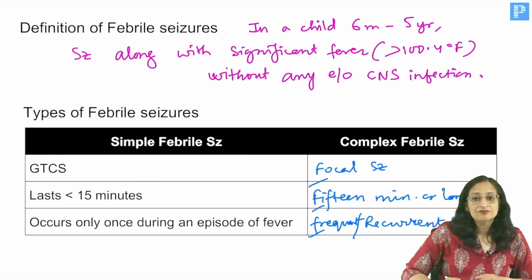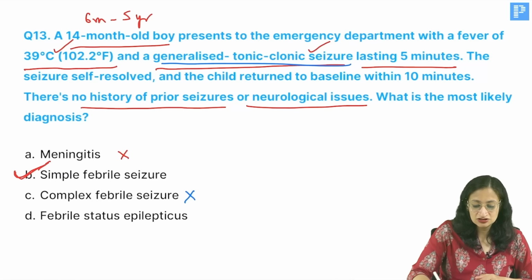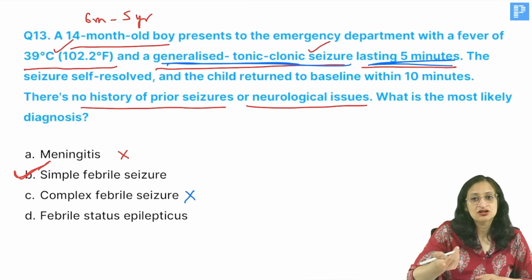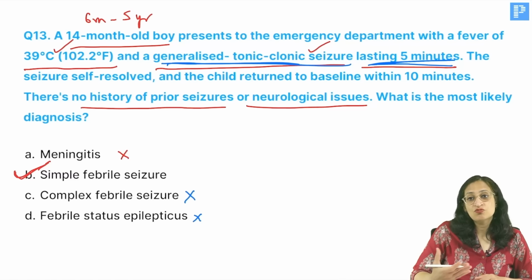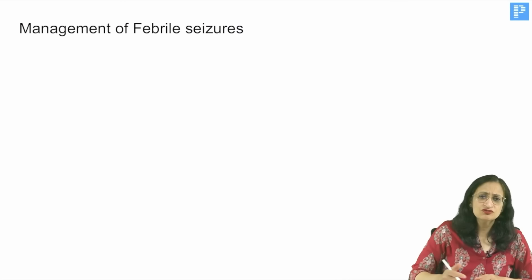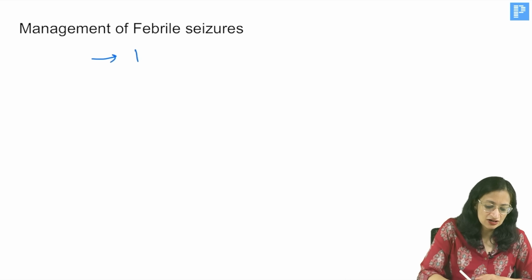Okay. So coming back to our question, it is simple febrile seizure. It is not complex febrile seizure because it is GTCS. It is lasting for less than 15 minutes, and there is only one episode of seizure that is mentioned. Multiple episodes are not mentioned. It is not febrile status epilepticus. If a seizure lasts for more than 5 minutes, we call it status epilepticus. Management of febrile seizures: nothing specific to be done in simple febrile seizure. You make the child lie down in left lateral or recovery position so that the child does not aspirate.